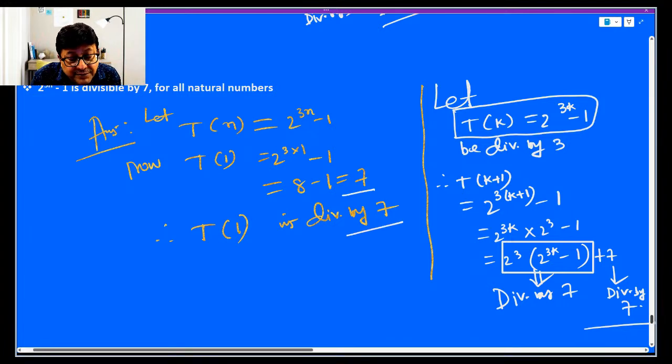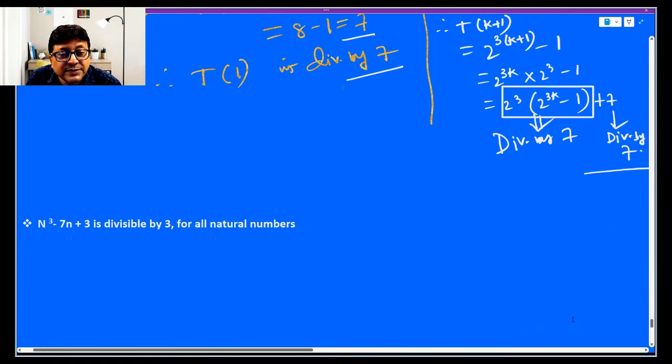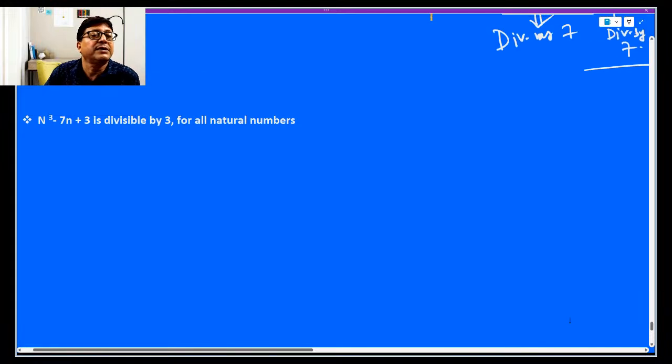Because we have proved that it is true for n equal to 1, I mean T1 divisible by 7. Now T2 is divisible by 7, T3 divisible by 7. Why? Because in the inductive step we have proved that if it is true for n equal to k, it is true for k plus 1. That's clear. Understand? Let us go for the next one.